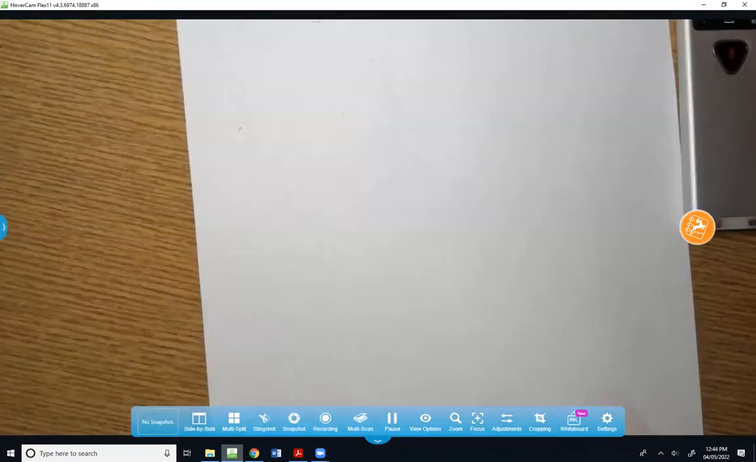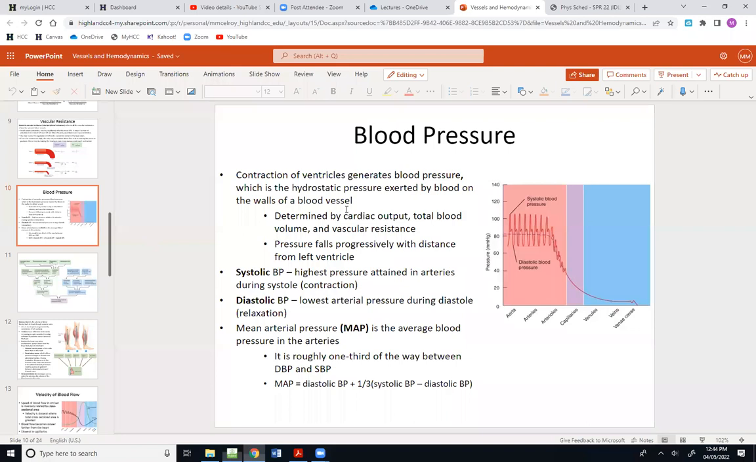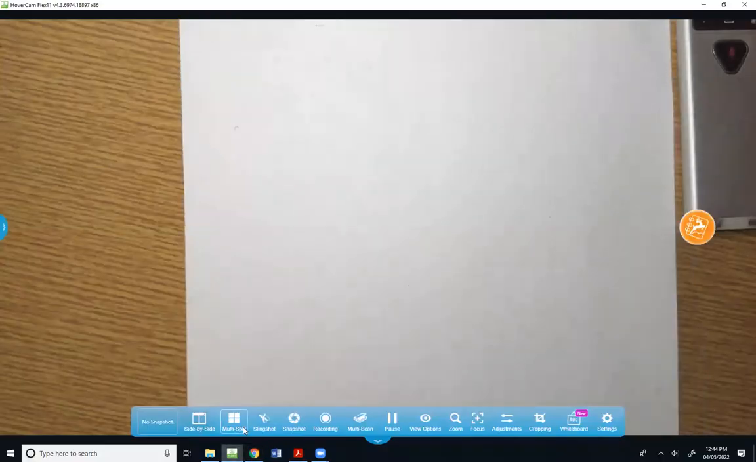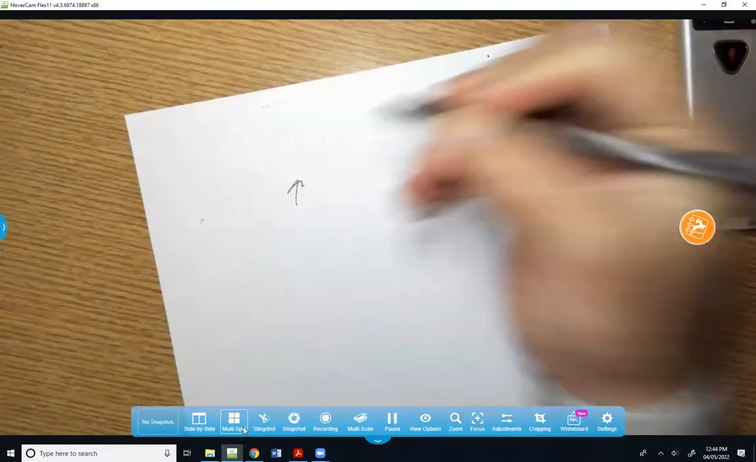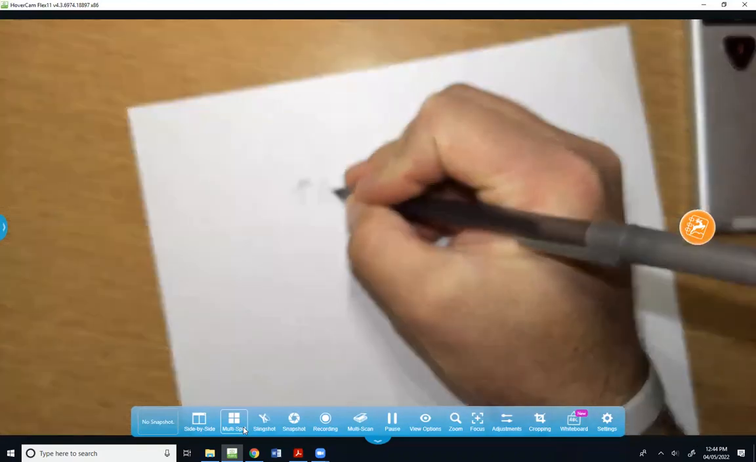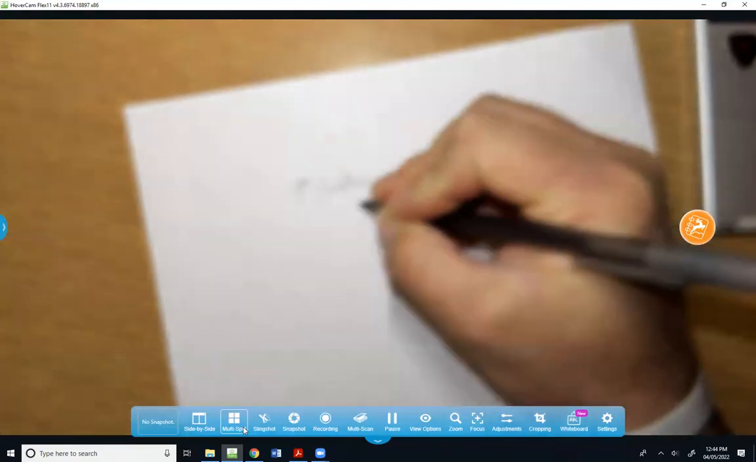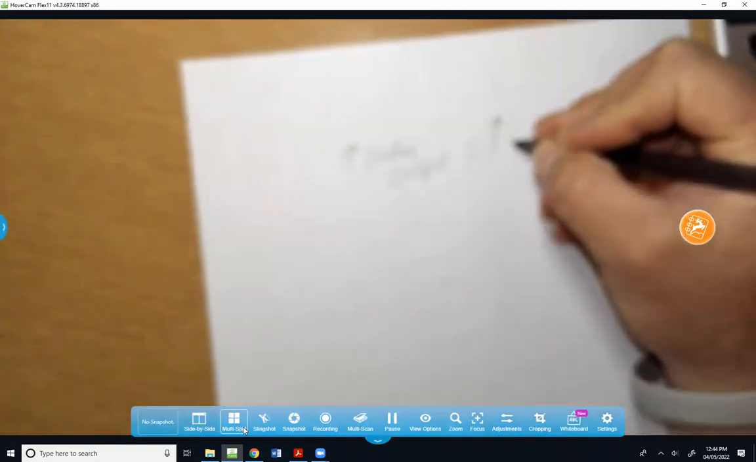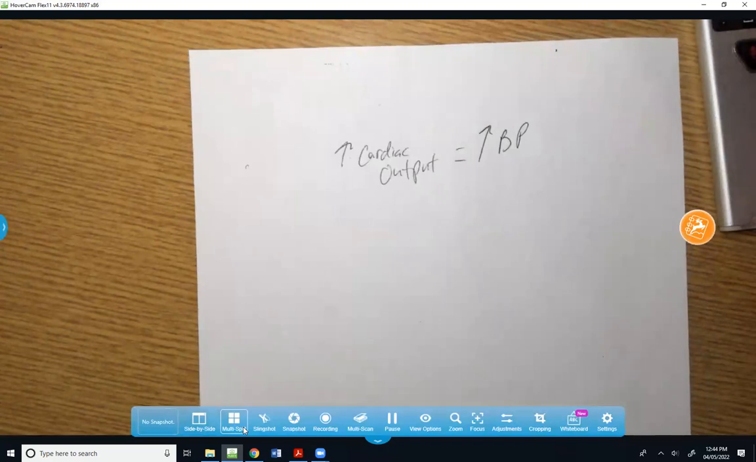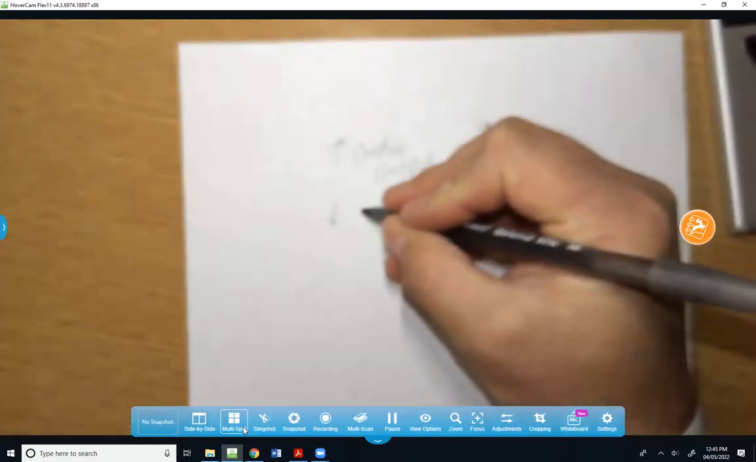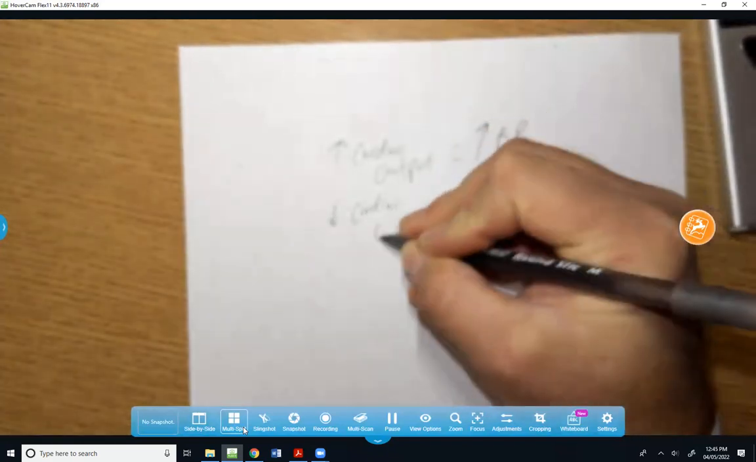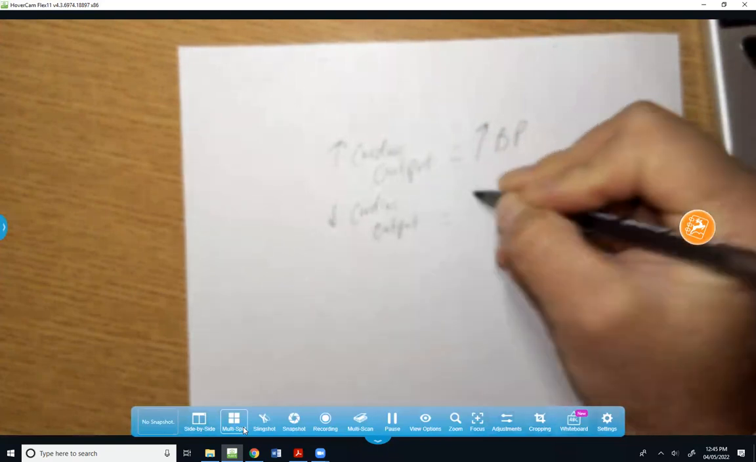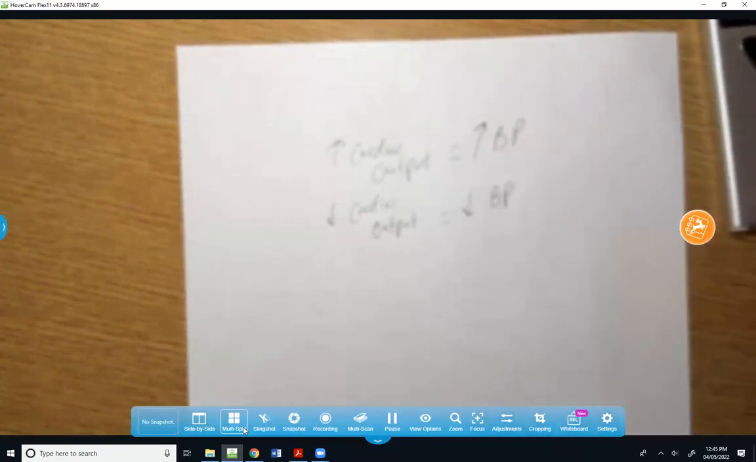All right, so once again, the three different factors that affect blood pressure: cardiac output, total blood volume, and vascular resistance. Okay, basically, if we see an increase in any of those, whether it's increased cardiac output, that's going to result in an increase in blood pressure. If we reversed it and we said any decrease in cardiac output, we could say it decreases blood pressure.